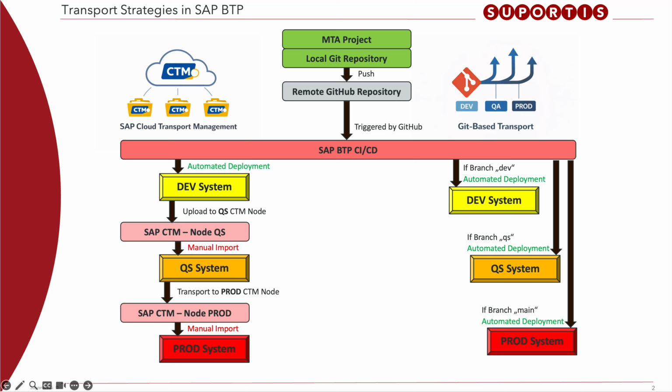Very simple, no additional transport steps. We only have to configure 3 jobs in the CI/CD with different branch information and different target systems. This means 3 different subaccount credentials. That's all.